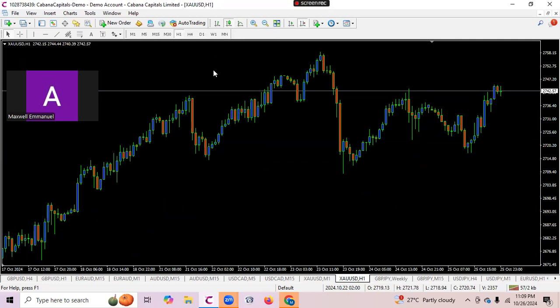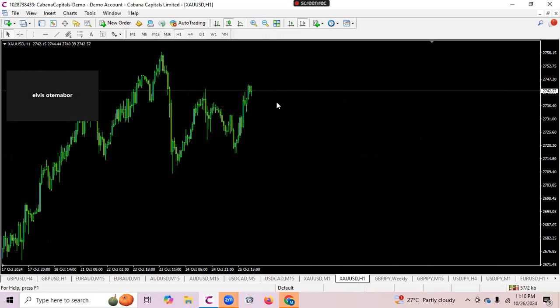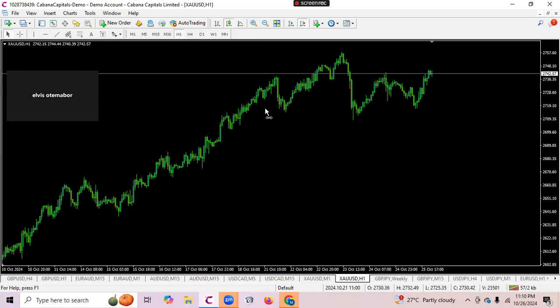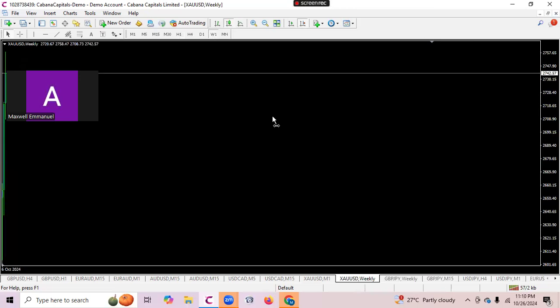Remember, November 5th is the US election. Because of that election, most investors would want to invest in gold. That's one of the reasons gold has been bullish for some time, because of the forthcoming election in the United States. And I believe it will still be bullish. So my bias on gold at the moment is bullish.